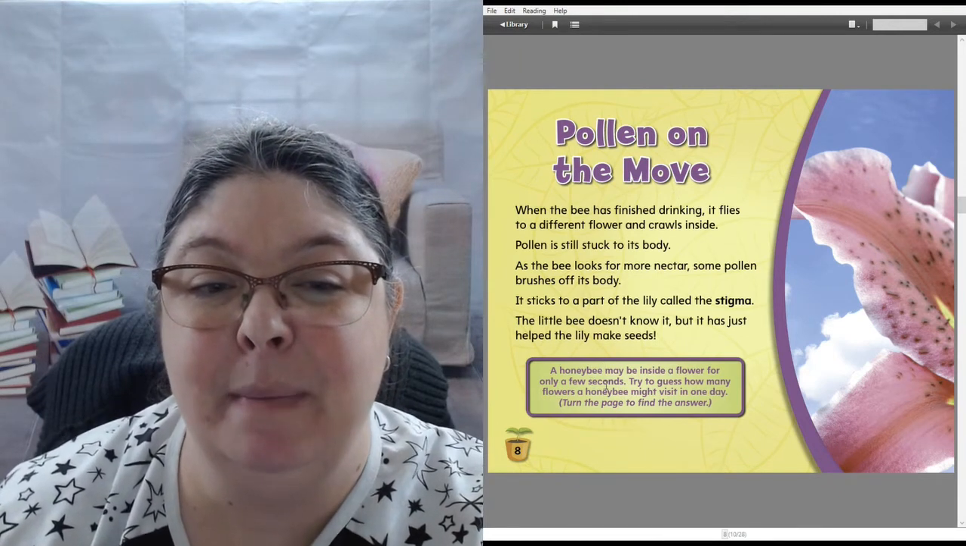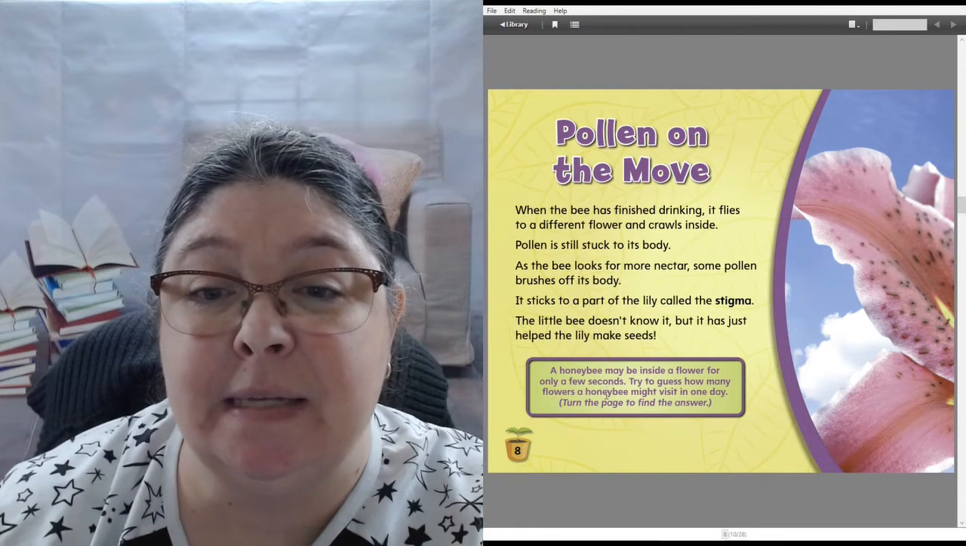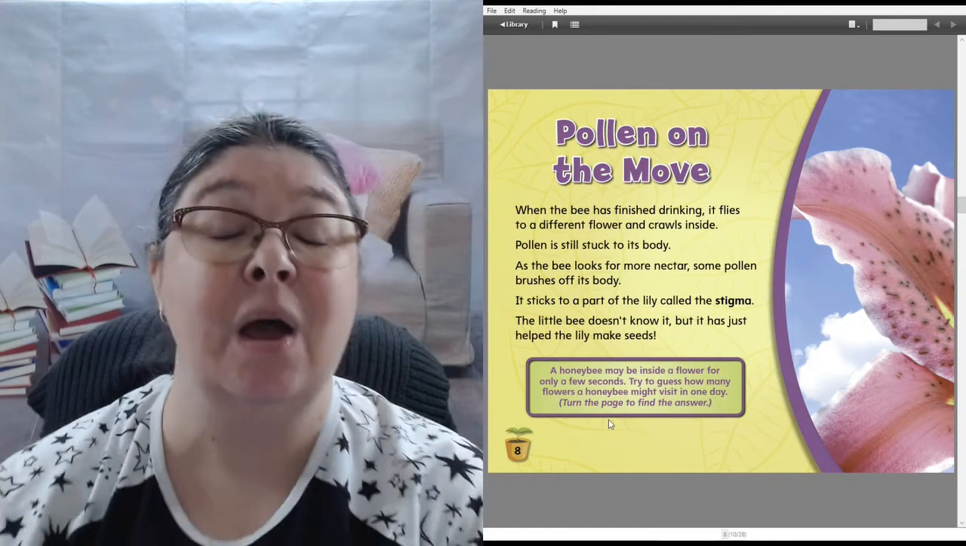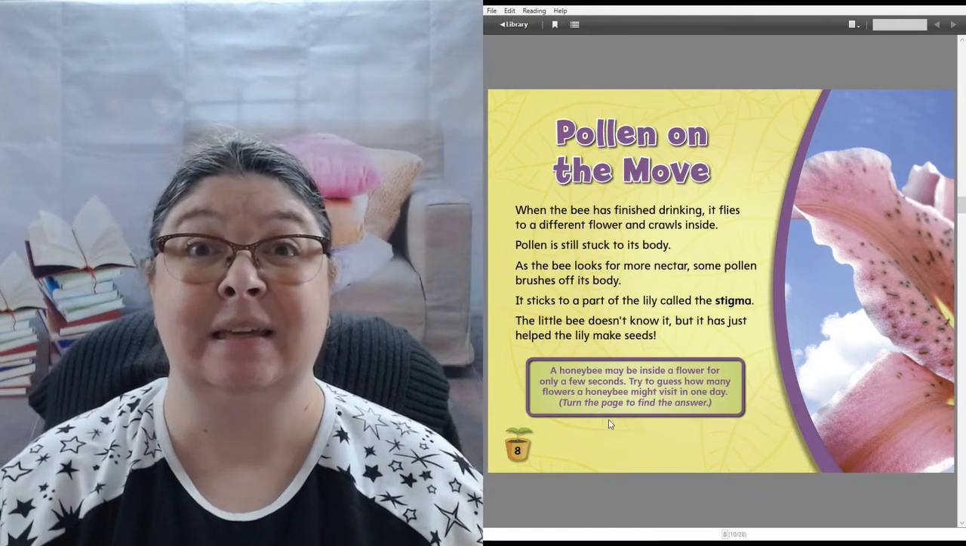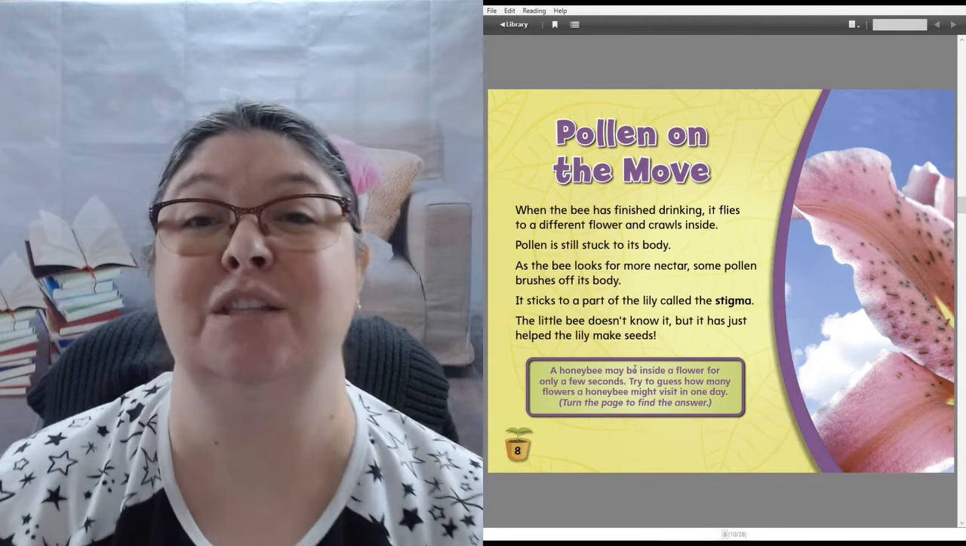A honeybee may be inside a flower for only a few seconds. Try to guess how many flowers a honeybee might visit in one day. How many do you think? Wow. Let's find out.